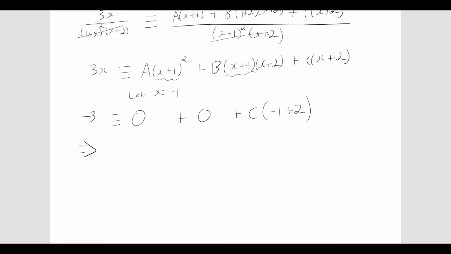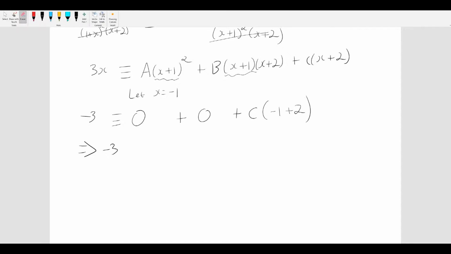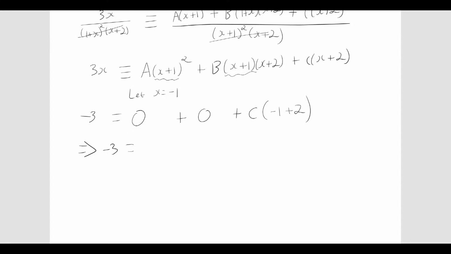So that I have minus 3, and I may as well get rid of the identity sign now, it should be an equal sign. So minus 3 is equal to c times minus 1 plus 2, which is just 1, which means that c is minus 3. So that is one of my constants, and I can basically put that back in as necessary.